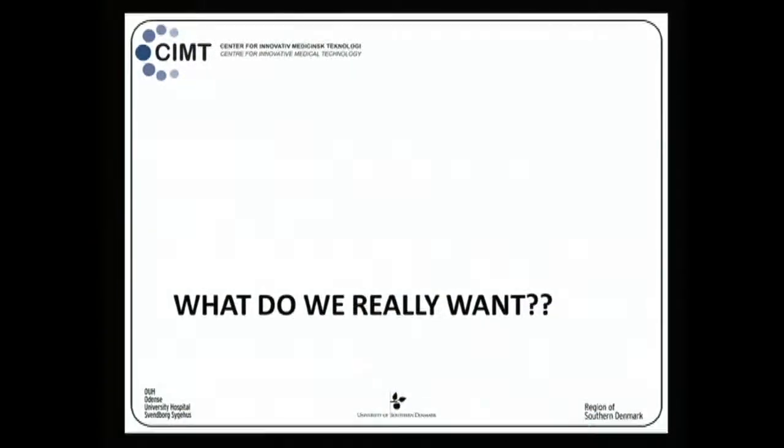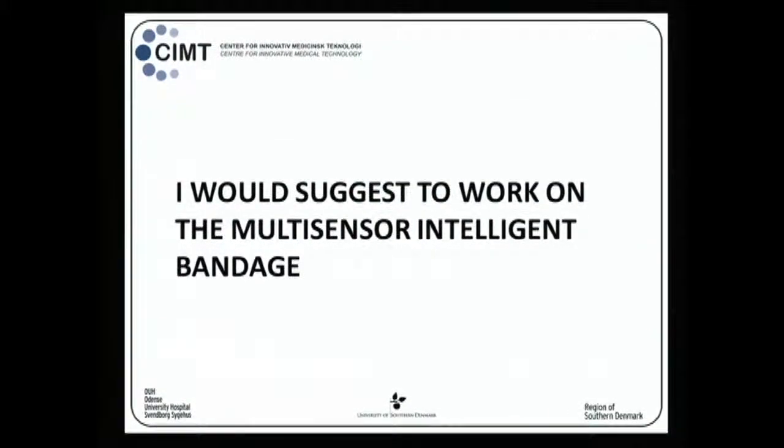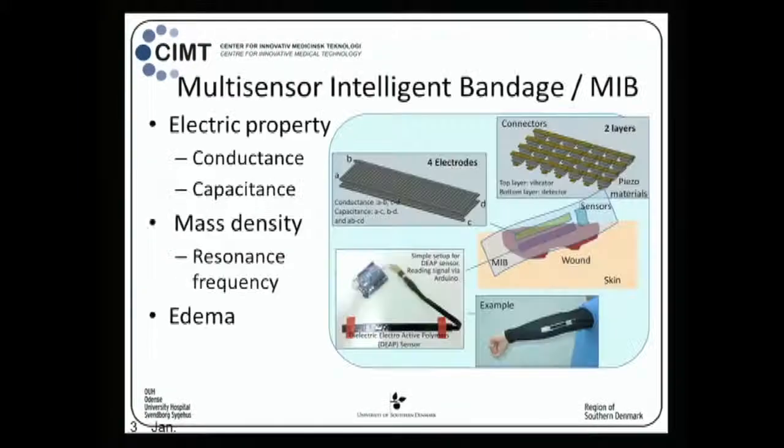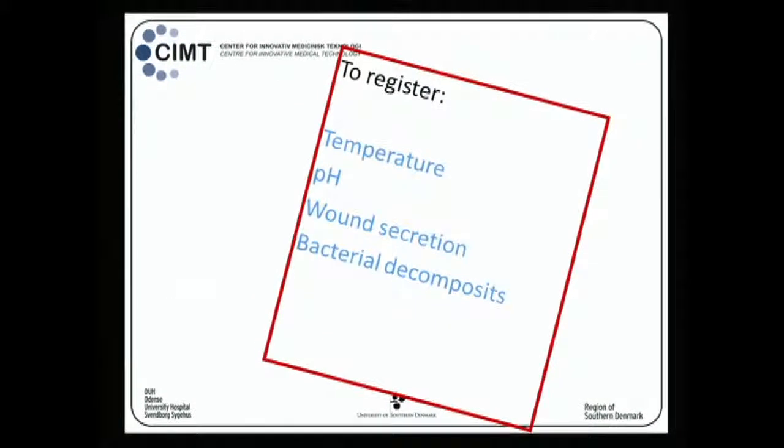So what is it we really want? And you're welcome to supply me here. I would suggest that we should work on a multi-sensor intelligent bandage, that we should incorporate a number of things in a sock, for instance, with temperature, maybe pH measurements and so on. If we can do it in a cost-effective way, we could have bandages that tell us a number of things about the individual patient and move towards individualized medicine, as we want in other cases as well. So it could be temperature, it could be pH, it could be wound secretion, and, way ahead, I would see bacterial decomposites.